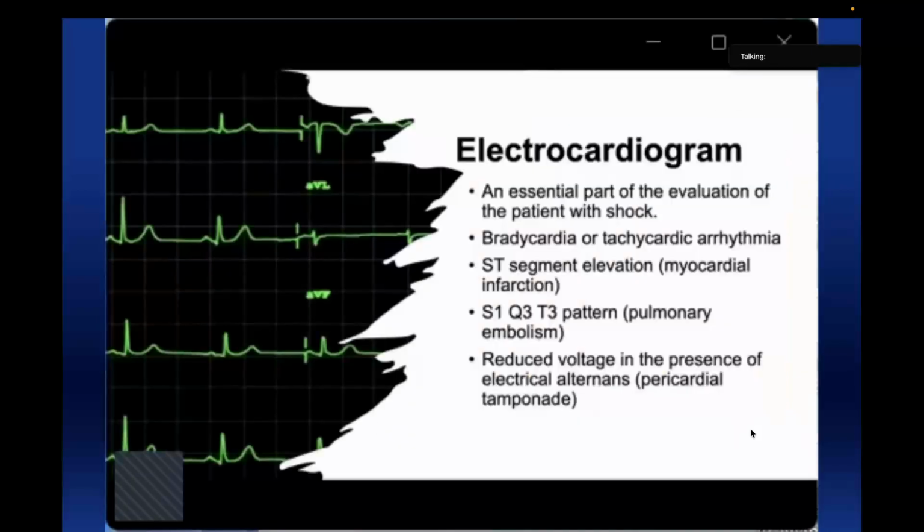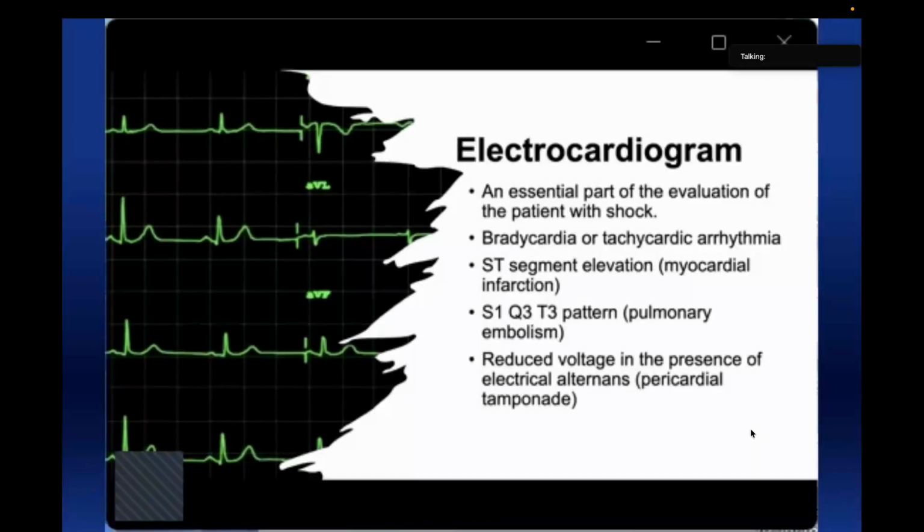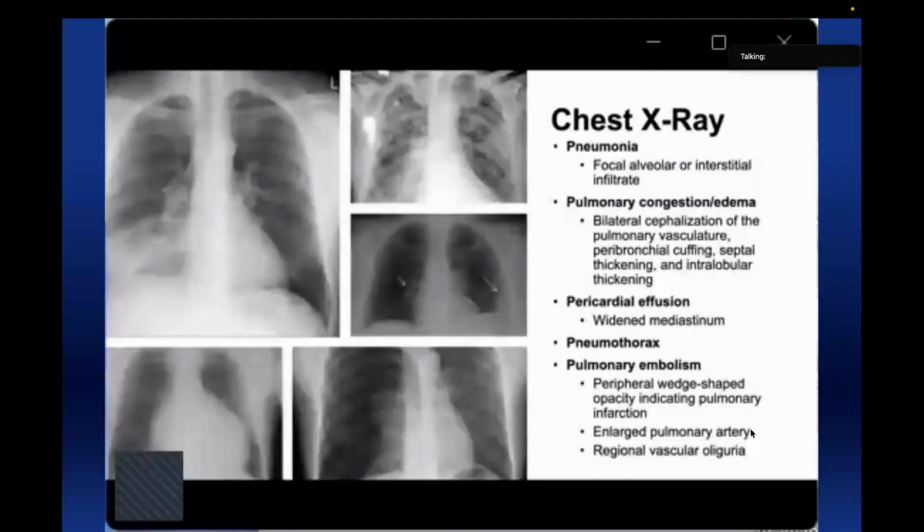ECG is an essential part of the evaluation of your patient with shock. You might want to see if there will be bradycardia or tachycardia, ST segment elevation, the classic pulmonary embolism S1Q3T3 pattern, and reduced voltage in the presence of electrical alternans as seen in pericardial tamponade.